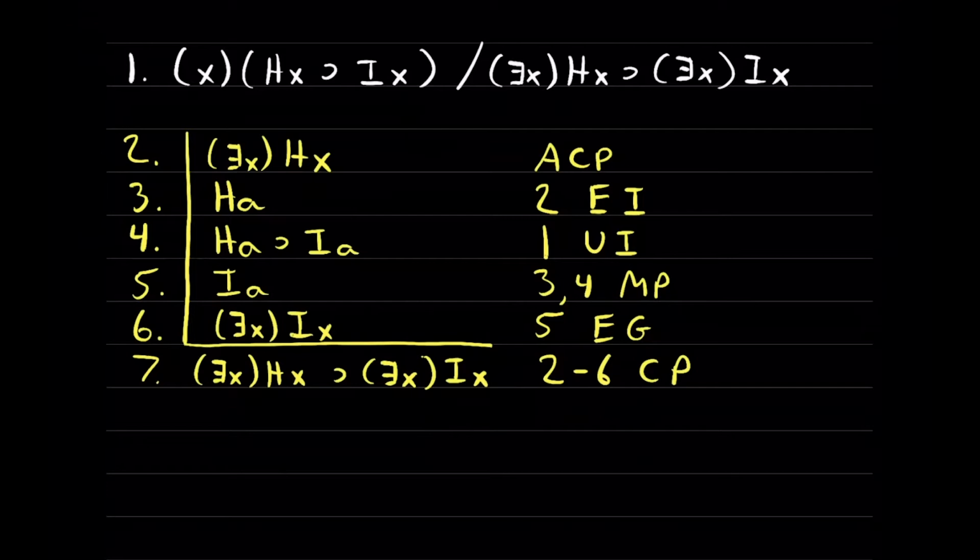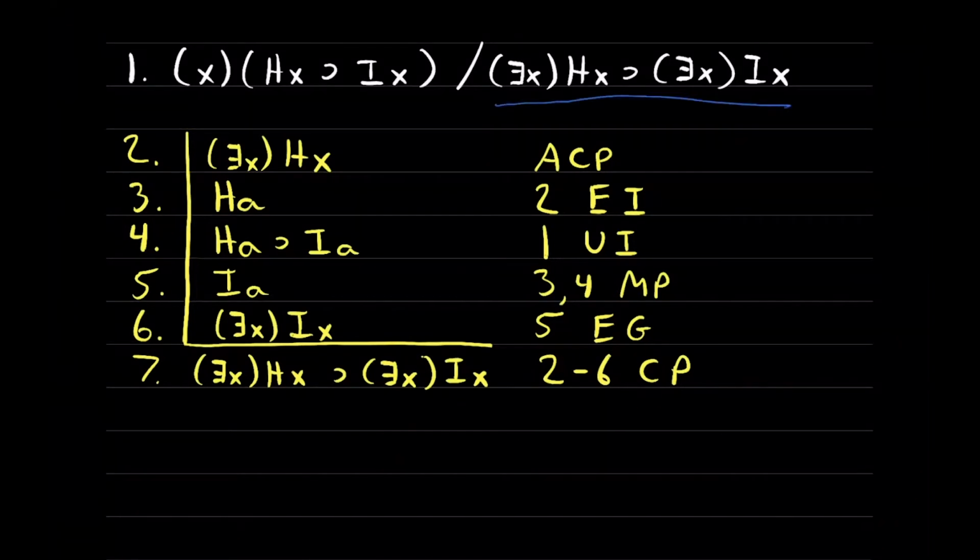So remember, you can use conditional proof anytime you're trying to prove a conditional. And here, if you look, the conclusion is a conditional. The main operator, which I'm going to highlight in blue, is this horseshoe right in the middle of the statement.